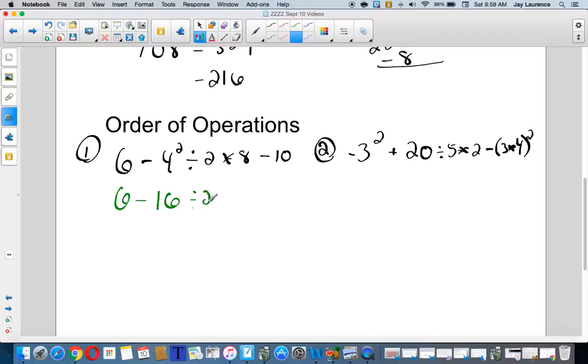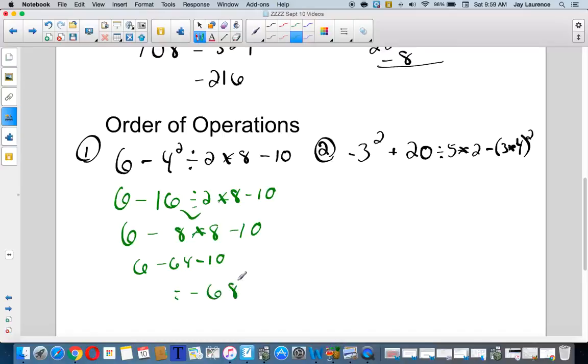Divide by 2 times 8 minus 10. All right, so I'm going to have 6 minus, do left to right in here. See, this part here is left to right. 16 divided by 2 is 8 times 8 minus 10. So we're going to have 6 minus 64 minus 10. And let's see, I'm going to have 74 negatives. I believe that'll come out to be 68, I think. Is that right? Let me see, 74. Yeah, that should be right. Negative 68. There you go.